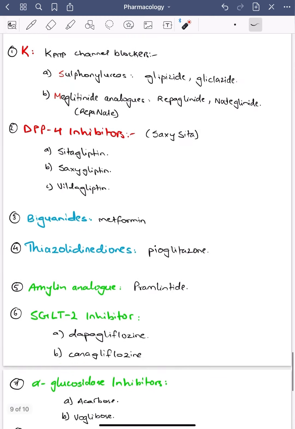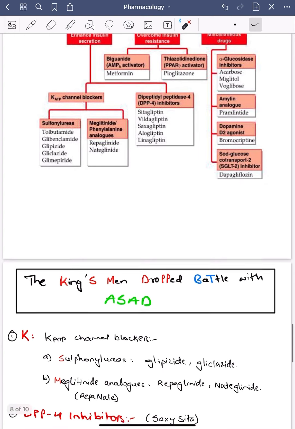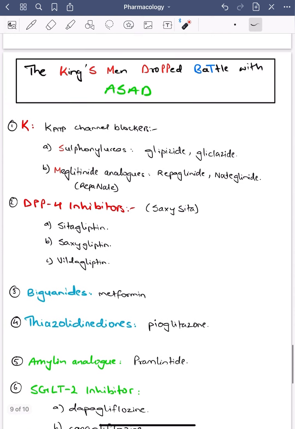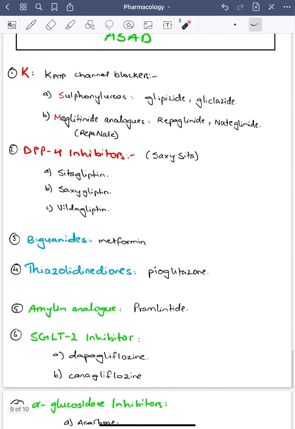Now coming to DPP4 inhibitors, just remember saxi-sida. We have sitagliptin and saxagliptin, and another example is vildagliptin. So these are the DPP4 inhibitors: saxi-sida, saxagliptin and sitagliptin, and just remember vildagliptin. So these are the drugs that enhance insulin secretion.